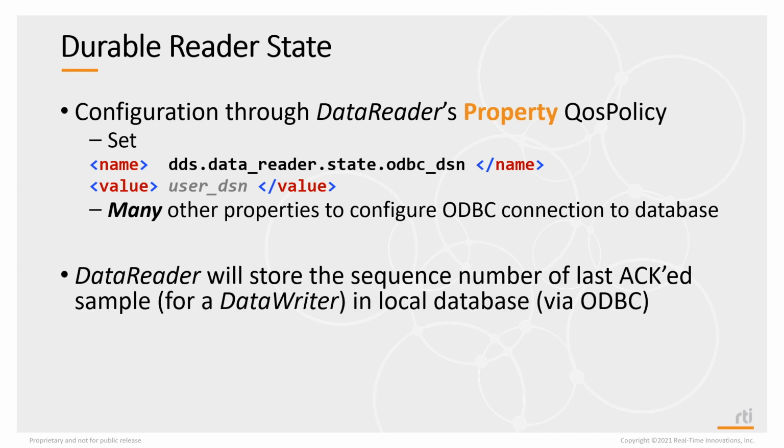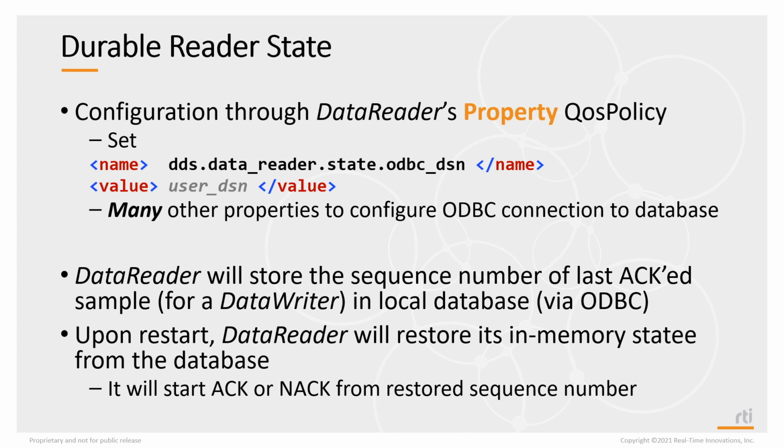Fundamentally, what this does is it tells the data reader to store the sequence number of the last sample that it ACKed for a data writer. So if it's receiving data from multiple data writers, there'll be multiple sequence numbers stored, one per data writer. It's basically storing the last sequence number that it sent an ACK for. And don't forget, this could be an automatic ACK or it could be an application level ACK. If the application crashes and you restart, the data reader can be directed to restore its state from the database. And then it will start ACKing or NACKing from the restored sequence number.